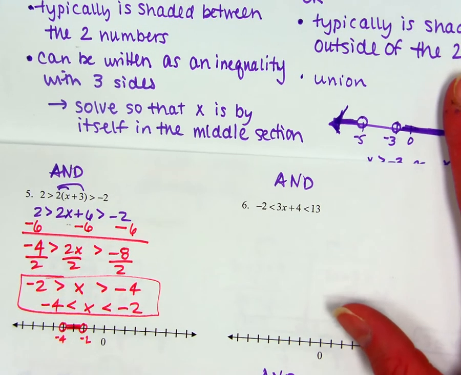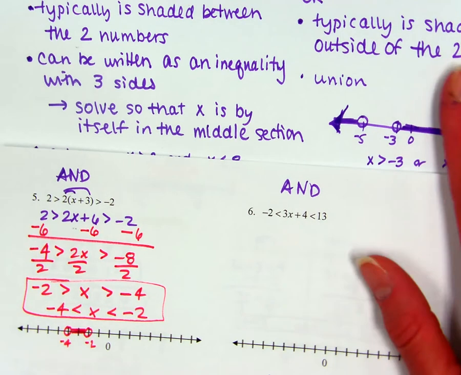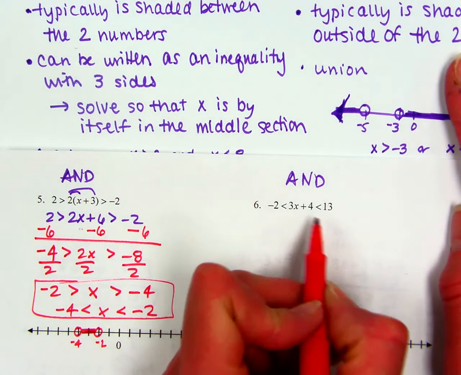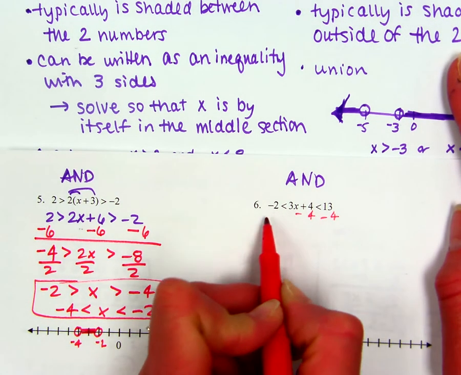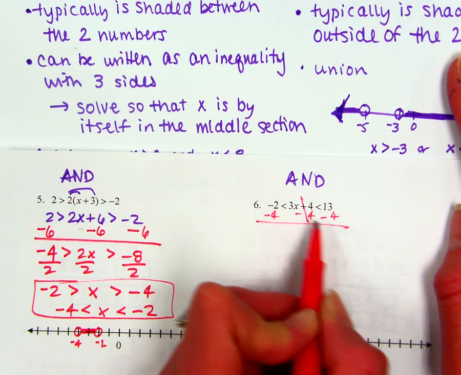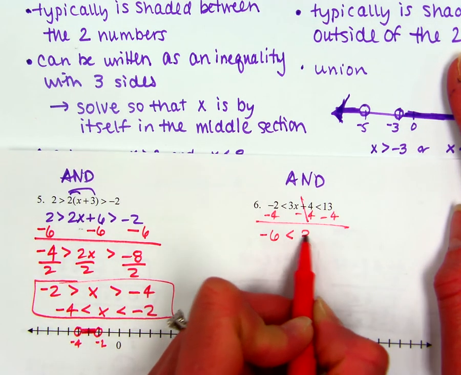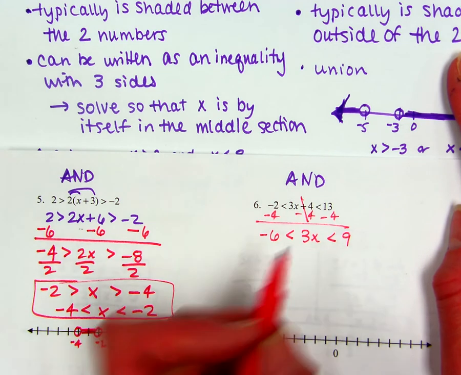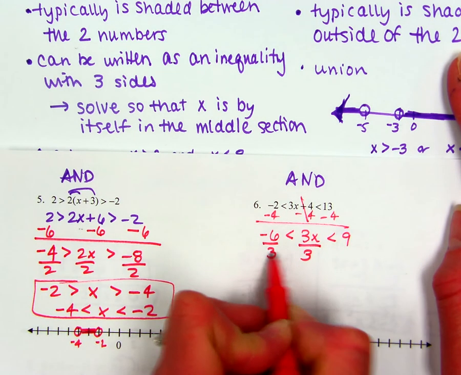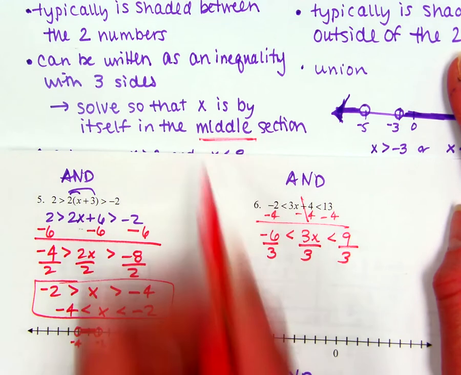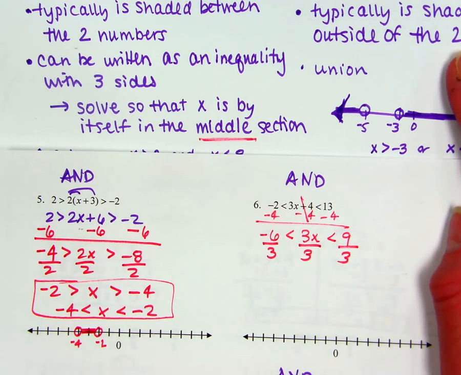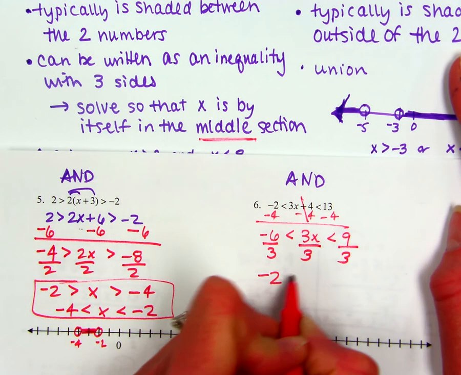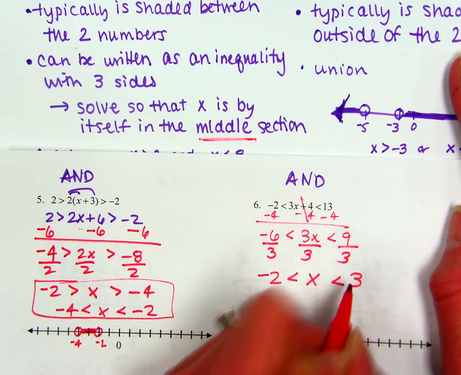All right, number 6, we're going to do the same thing. Try to get x by itself in the middle. So our goal is to undo the minus 4. Make sure you do it to all 3 parts. So you have negative 6 is less than 3x, which is less than 9. X is still not by itself in the middle. So we'll divide by 3. Just make sure you're trying to get the middle section to just say x. So we have negative 2 is less than x, which is less than 3.